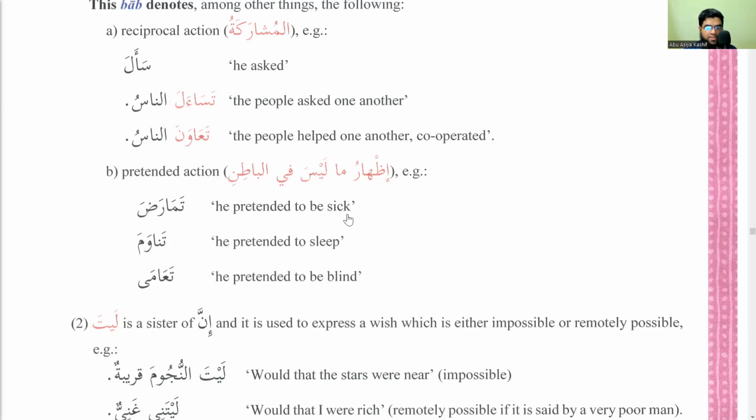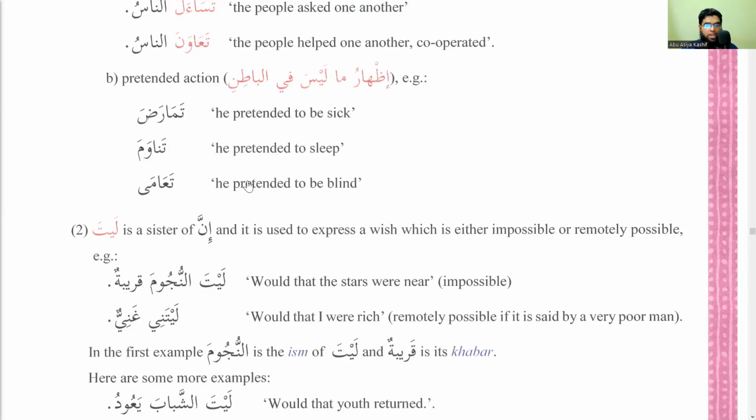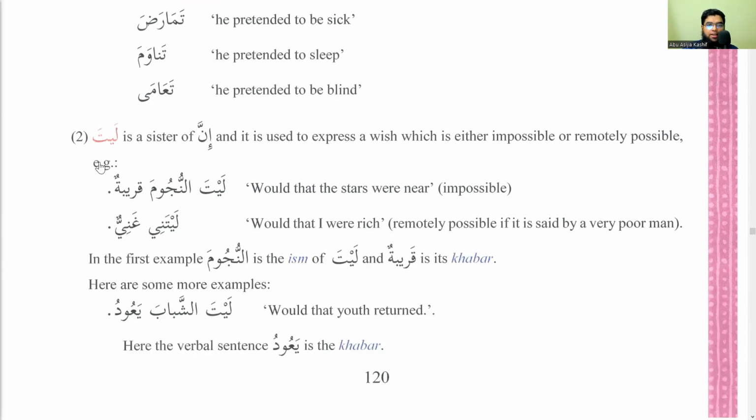Tamarada, he pretended to be sick. Tanavama, he pretended to sleep. Nama yanamu is to sleep. Tanavama, the wow comes back. Notice here. Because nama yanamu, that is with a wow. Tama is to pretend to be blind. Tama. Okay, that was all about form 6. Next, we have later.